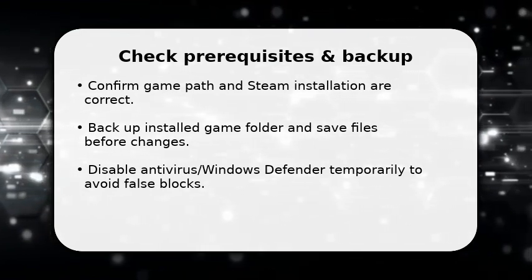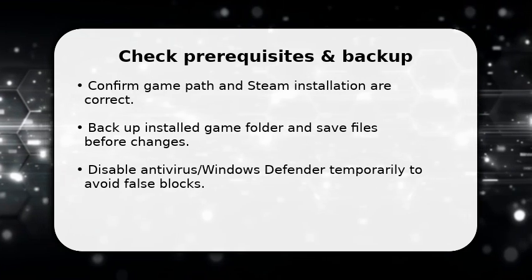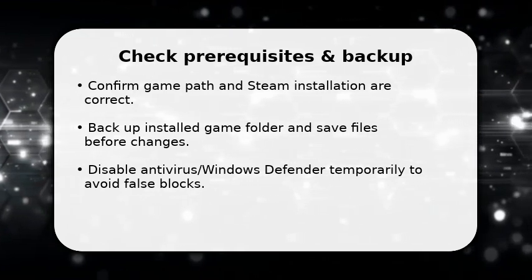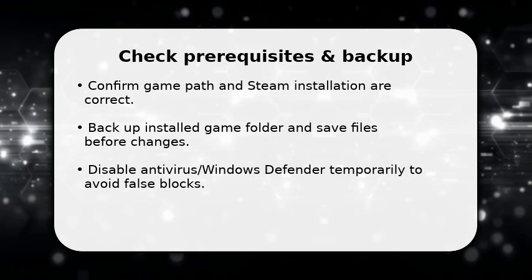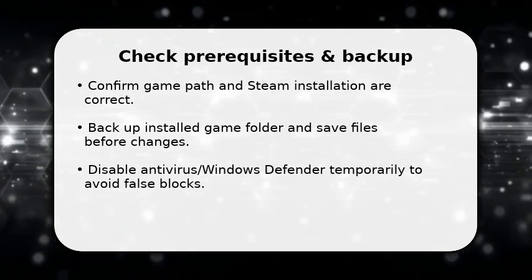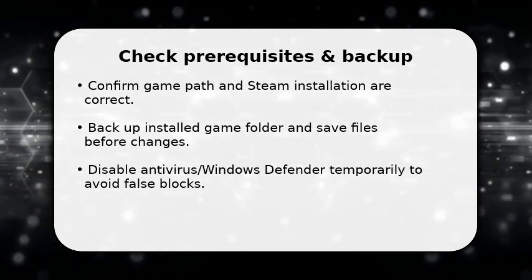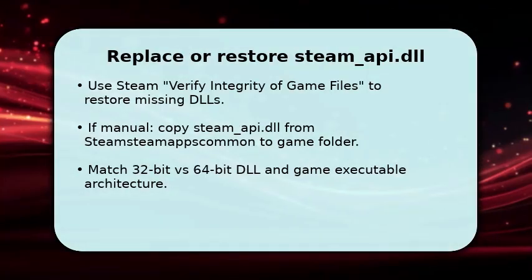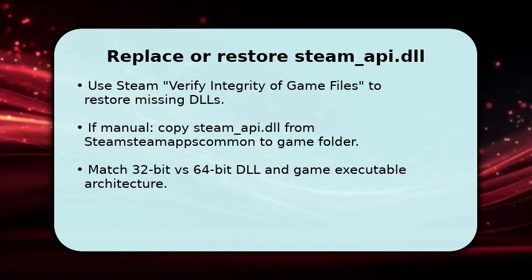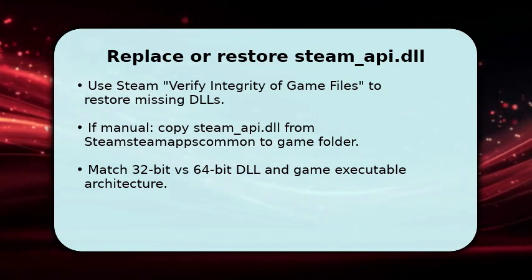Now open File Explorer to the game directory and Steam's common folders. We will replace or restore Steam API DLL directly, so having the right folders open saves time. Next, try Steam's built-in Verify Integrity of Game files. This often re-downloads missing DLLs automatically.